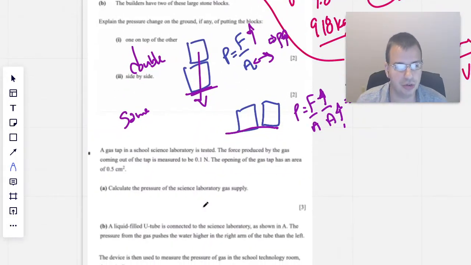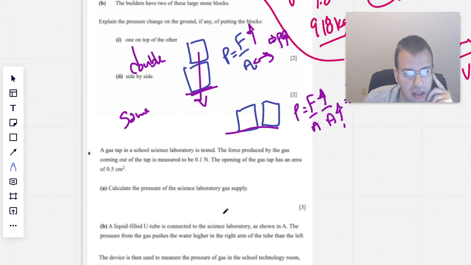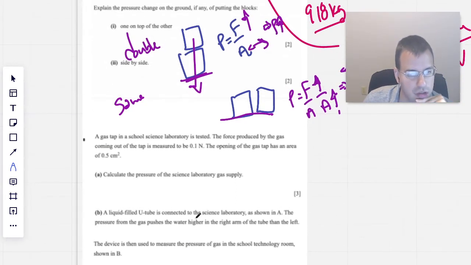A gas tap in a school science laboratory is tested. The force produced by the gas coming out of the tap is measured to be 0.1 newtons. The opening of the gas tap has an area of 0.5 square centimeters. Calculate the pressure of the science laboratory gas supply.